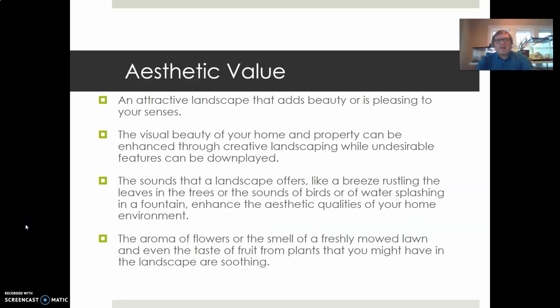So the aesthetic value. An attractive landscape that adds beauty or is pleasing to your senses. So again, we're talking about it messing with all different types of senses that you have. And visual is the primary one that we think of, but it can cascade into more than that. So the visual beauty of your home and property can be enhanced through creative landscaping, while undesirable features can be downplayed. Again, if there's certain features that you want to hide, having shrubs or vines that can kind of block off that area, if it's a building face that doesn't look very pleasant, again, landscaping can help to hide certain features.